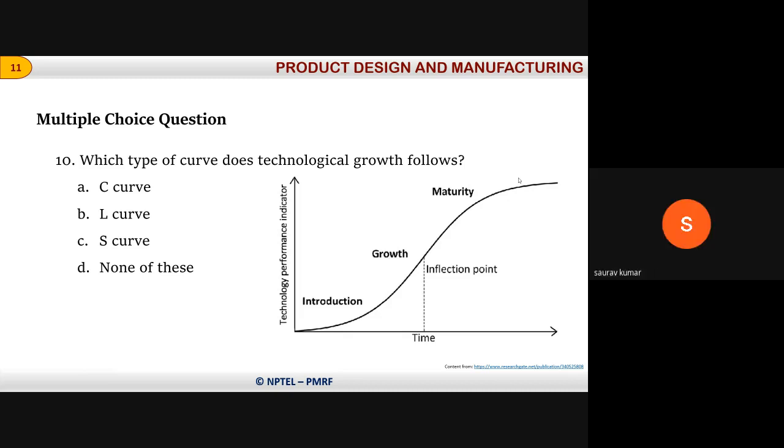Sir, regarding the DFM PPT, if you need it, I can share it with you. Okay, no issue. You can send it to me by email. Sir, what is your email ID? I am noting it down. So just go to the last slide.